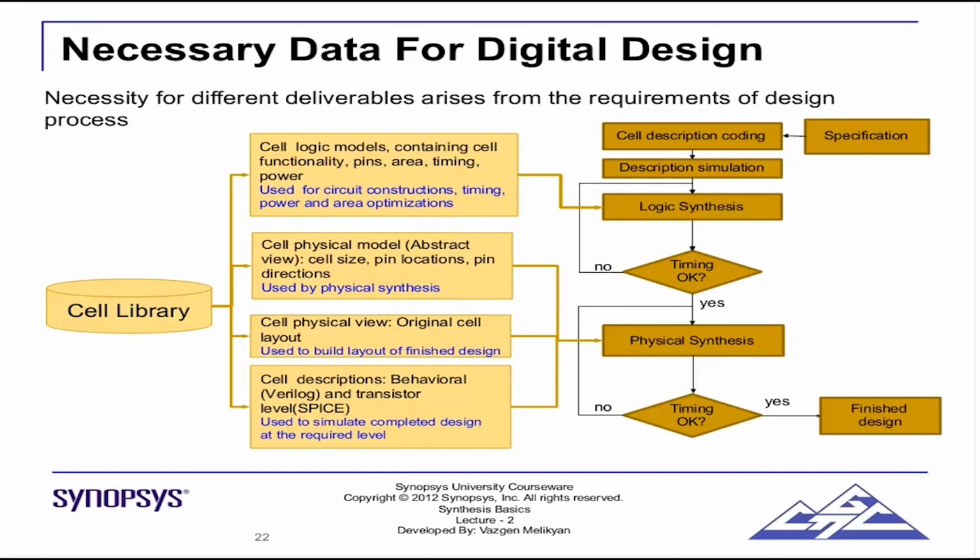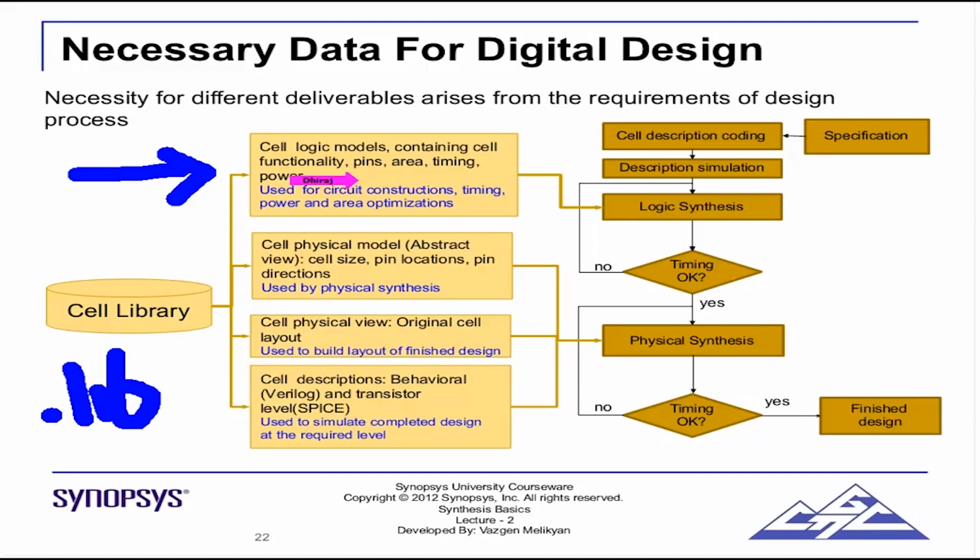This figure tells the different types of deliverables which are there. A cell library comprises cell logic models containing cell functionality, pins, area, timing, power. This is the one which is very important. It is usually called .lib. LIB is a short form for Liberty. Liberty is a format in which this data is represented. We will see detail into that.